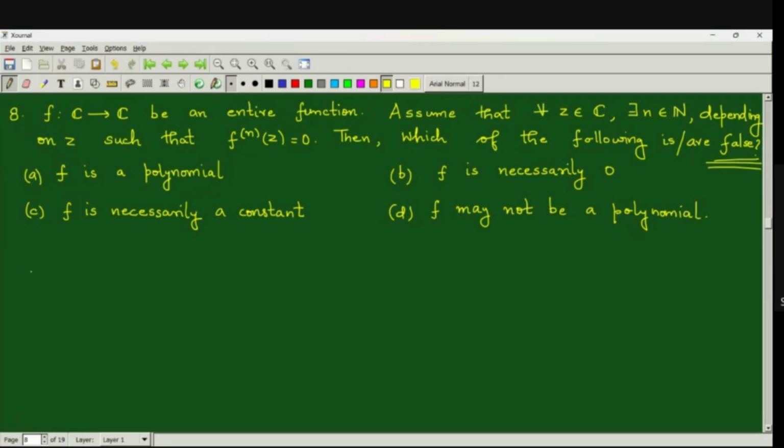So, I will start, okay? What is given? It is not given that the nth derivative of f at z is 0 for all z, which would imply f is a polynomial. This is not the explanation. This is false.